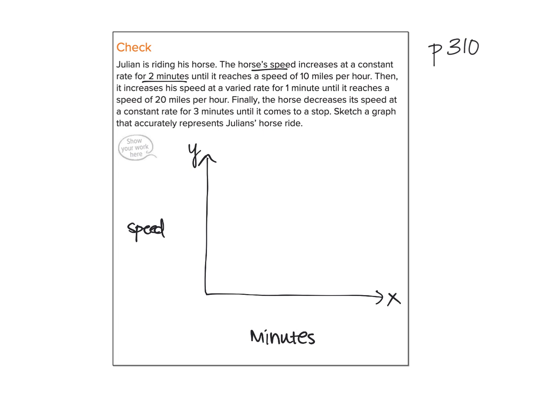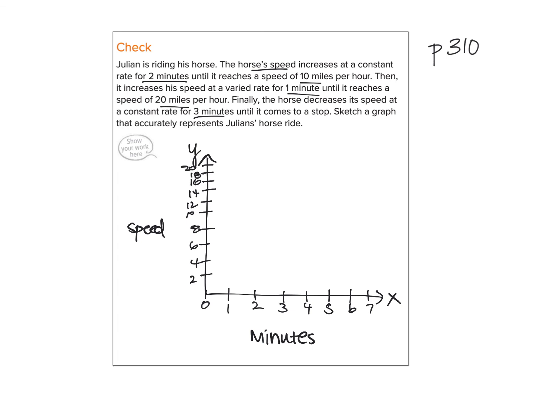But it looks like, you know, for the minutes, I'm just seeing like 2 minutes, 1 minute, 3 minutes. So I'm just going to count kind of by ones here. So I'll start with 0 in the corner. 1, 2, 3, 4, 5, 6. Okay, I'll even go up to 7. Okay, now for the speed, I see 10 miles per hour. I see 20. So, you know, we at least have to get up to 20. So I'm just going to count by 2's here. 2, 4, 6, 8, 10, 12, 14, 16, 18, 20. So 20 is all the way up there. Okay, now I want you to try to sketch the graph.